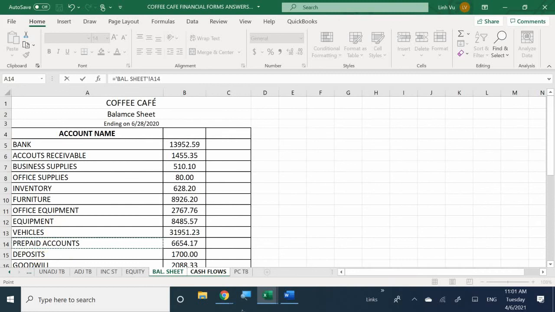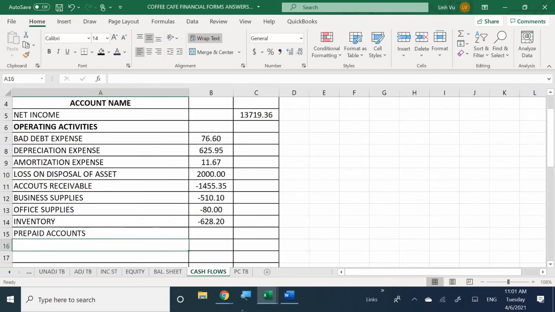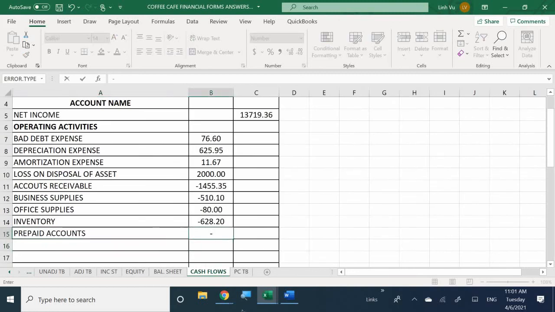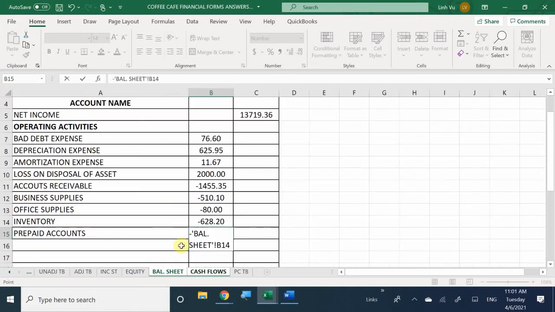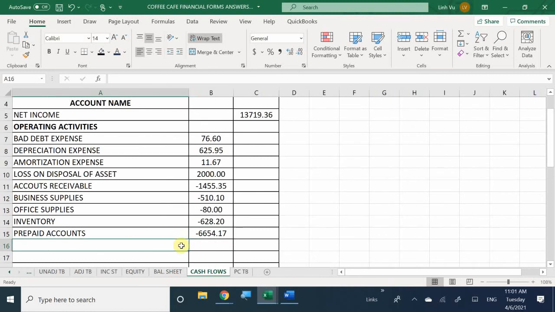So our first ones are prepaid accounts. Once again, prepaid accounts, we've already spent the money. It's gone, right? We already paid for the rent. We already paid for the insurance. We've already paid for whatever prepaid accounts exist under there, okay? So prepaid accounts is going to be a negative number because we've already spent the money for it.